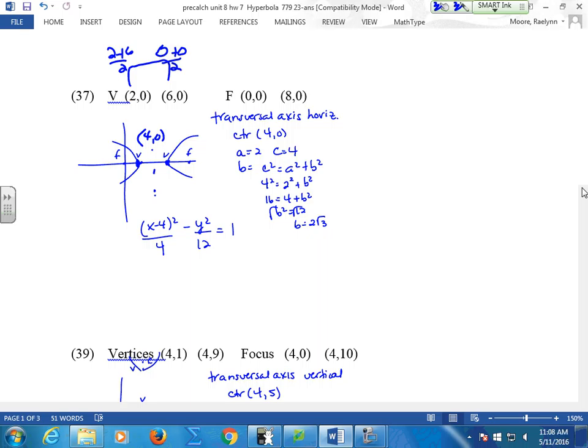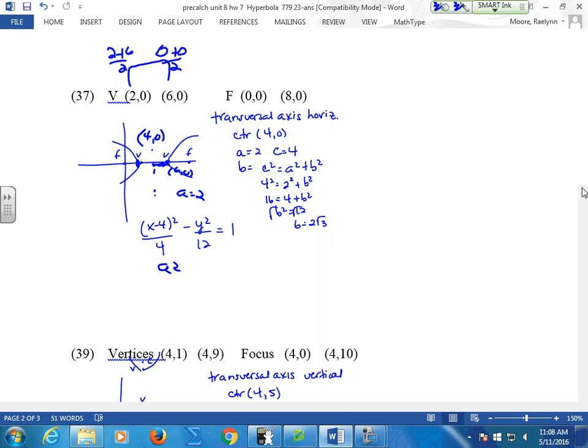No, and when you did x minus 4 over 4, shouldn't that be 16, since a squared is supposed to be on the bottom? Well, what's the distance from A? What's A? Now, if you look at this, from 4 to 6, what's the distance here? 2. So A is 2. Okay, sorry. No, you're fine. You're just a little bit ahead of me.